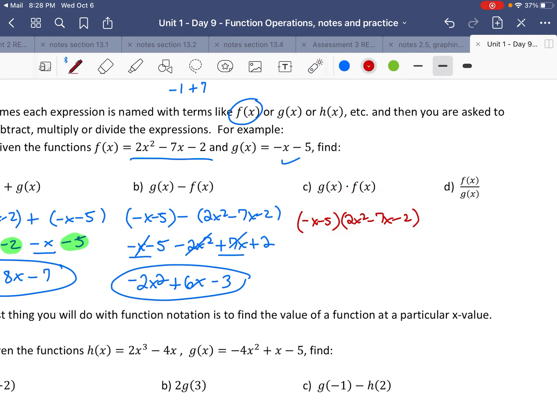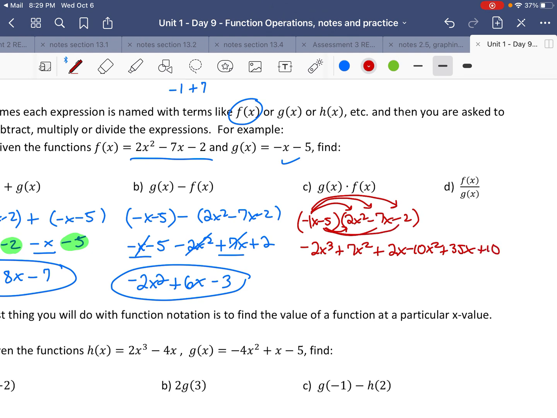Okay, there we go. Negative x times 2x squared makes negative 2x to the third. Negative x times negative 7x makes positive 7x squared, because you have a 1 right here, remember? Here times here. I'm going to get another positive, because a negative 1 times negative 2 is positive 2, and then I have an x. So now we do the 5. Negative 5 times 2x squared is negative 10x squared. Negative 5 times negative 7x would be positive 35x. And negative 5 times negative 2 is plus 10.